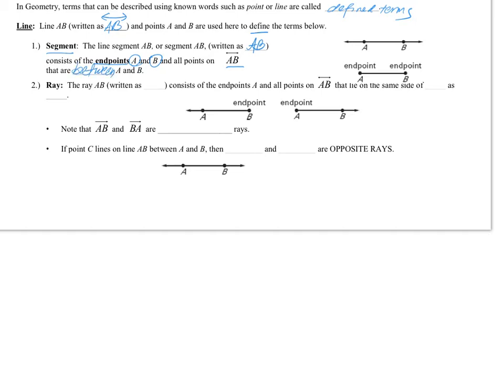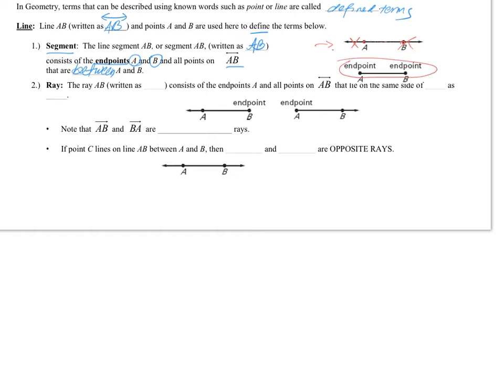So what I'm talking about here is when you're given a line AB and you want to define the segment, it would just be points A and B and all the points in between A and B. So I'm just going to cut off the arrows to the left and right to get this segment here.